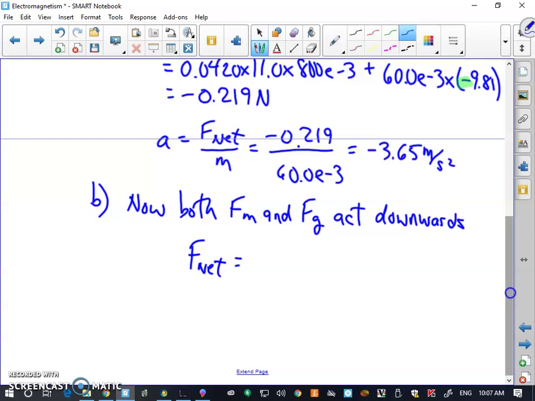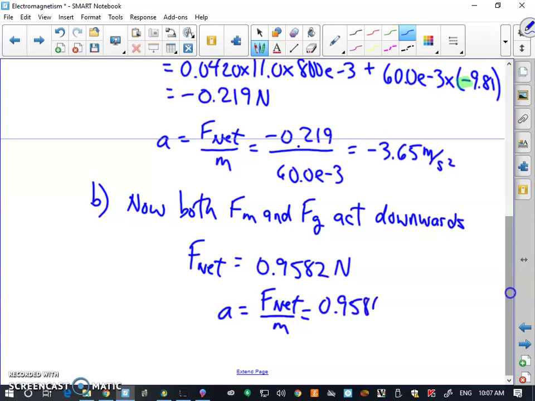Okay, so my calculation was punched in. I got the following: 0.9582 newtons. Again, same calculation as above, but without the negative 9.81. Just keep it positive and sum them up together. That means the acceleration is going to be F net over m, so divide it by 60 times 10 to the negative 3. Oops, sorry about my 2 there. What happened? And I get the following: 15.97, so 16.0 meters per second squared.